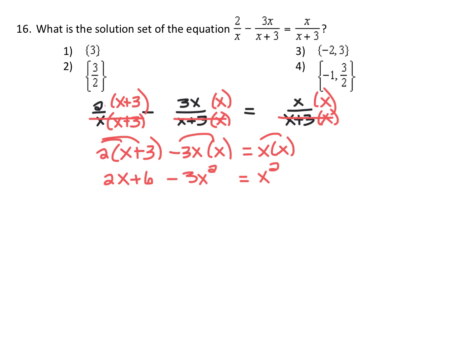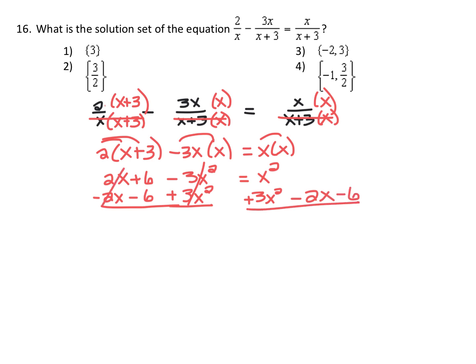So what I'm going to do instead is I'll show I'm doing it. You don't have to show this. You could just move it if you want, but I'm going to add the 3x squared to both sides. And to get rid of these two terms, I'm going to have to subtract the 2x and subtract the 6. So minus 2x and minus 6. Okay, so what happens on the left? Everything cancels. So I have 0 equals. And then on the right, 1x squared plus 3x squared is 4x squared. And then I'm just going to bring everything else down.